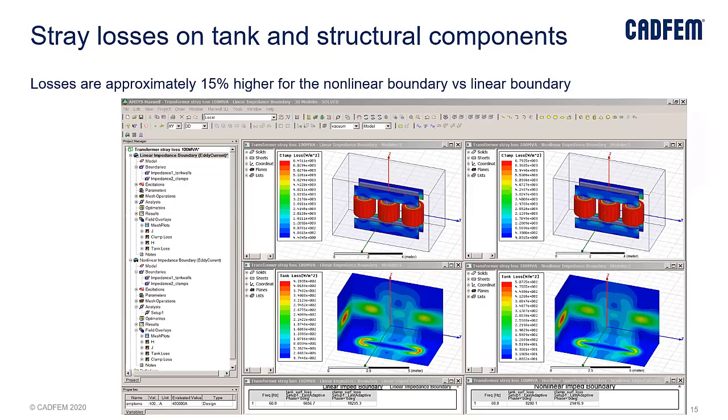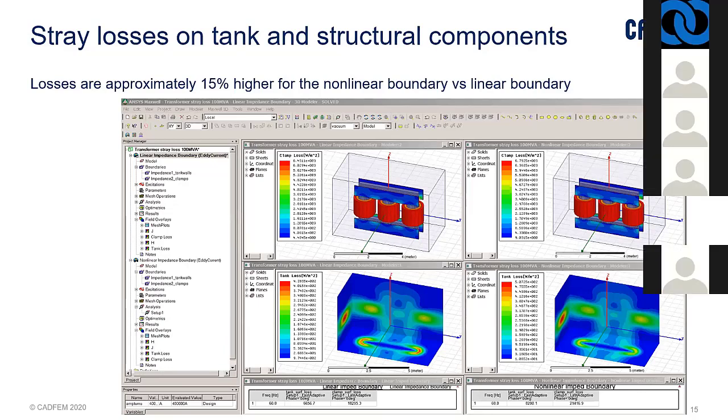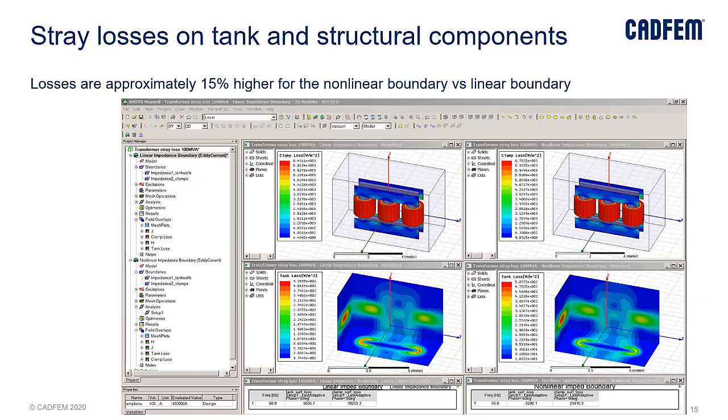Yes, we can also do the linear boundary, and here you can get the results. But if your skin depth is very small and you have to consider the non-linear boundary, then we get approximately 15% higher losses compared with the linear boundary, which is much closer to the results you get in physical testing. So that is the reason Ansys is much more accurate compared with other solutions, which can only offer linear boundaries.